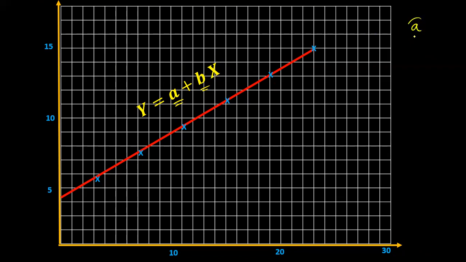Now I should know what is A, then I should know what is B. Then only I can fit this straight line. Now I'm going to tell you what A and B are.